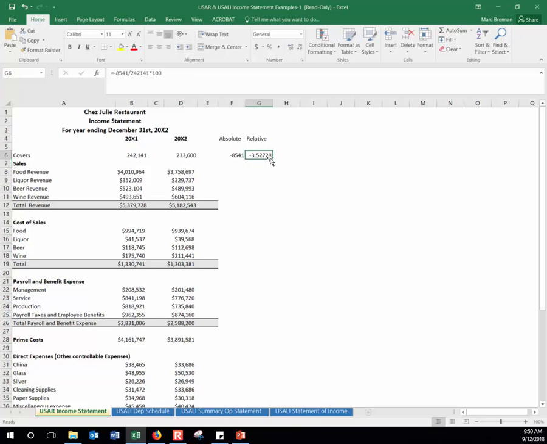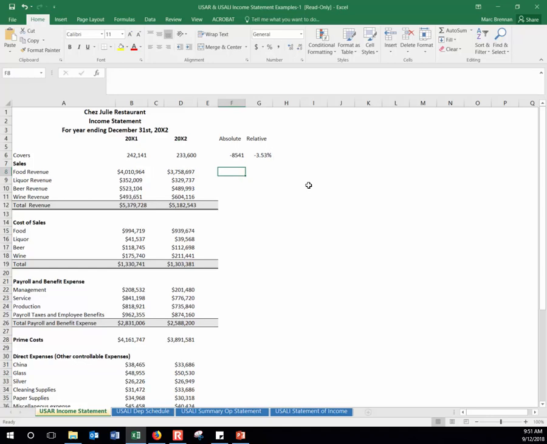So this would be 3.52%, but I'll take away that times 100 because I'm using Excel only, and I will hit my percentage button and look at two decimal places. So I actually went down in covers by 3.5%. That's what that number means: from year to year I'm down 3.5% for my covers.